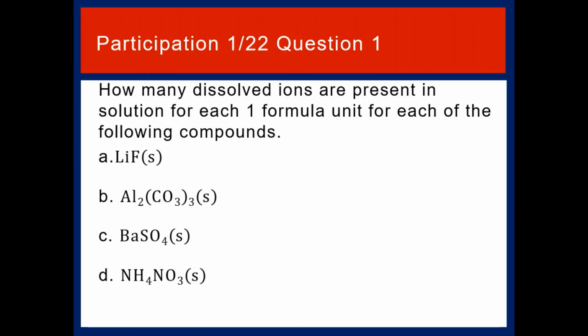So for question 1 for participation 122, that's due Friday, January 22nd at 11:55 p.m. over on Blackboard. How many dissolved ions are present in solution for each one formula unit for each of the following compounds? LiF, Al2(CO3)3, BaSO4, and NH4NO3.